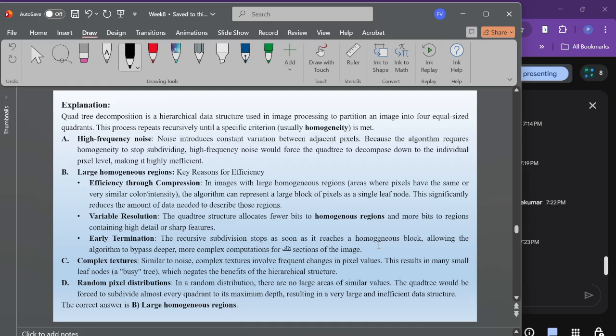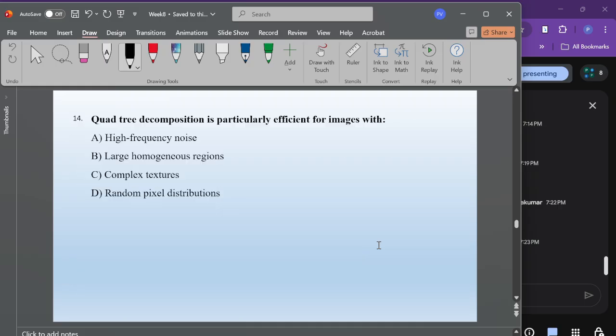So our next option is complex structure. Similar to noise, complex structure involves frequent changes in the pixel values. This results in many small leaf nodes, that is a busy tree, which negates the benefits of the hierarchical structure. In random pixel distribution, there are no large areas of similar value. The quadtree would be forced to subdivide along almost every coordinate to the maximum depth, resulting in a very large and inefficient data structure. So the correct answer is large homogeneous regions.